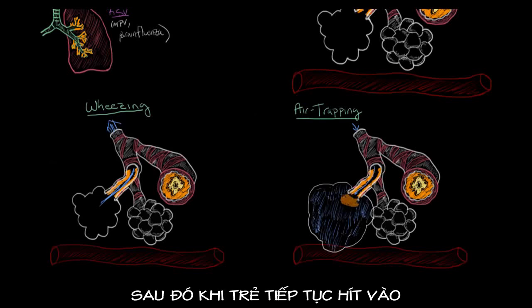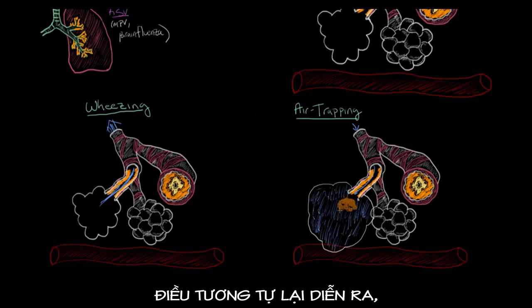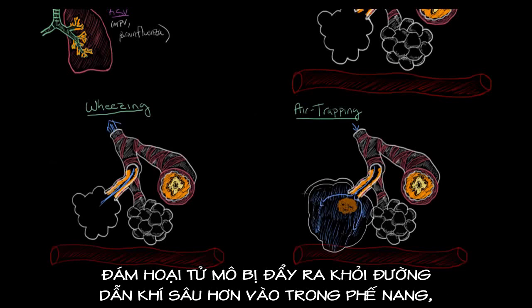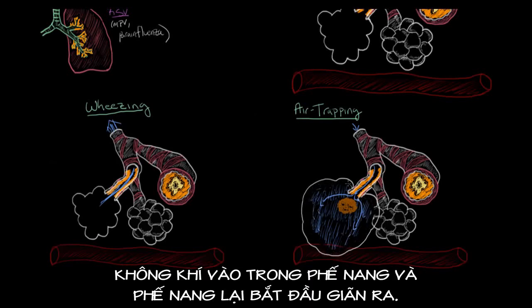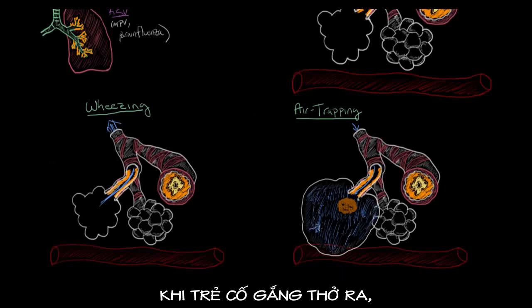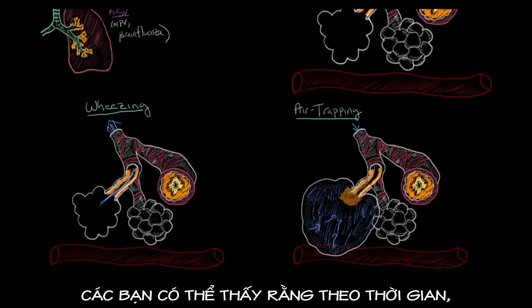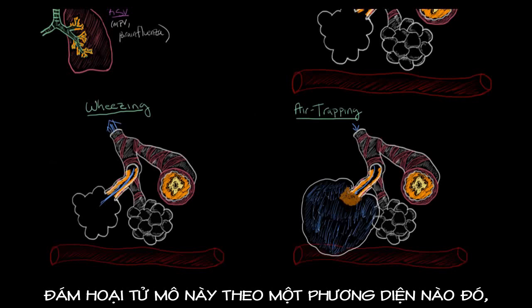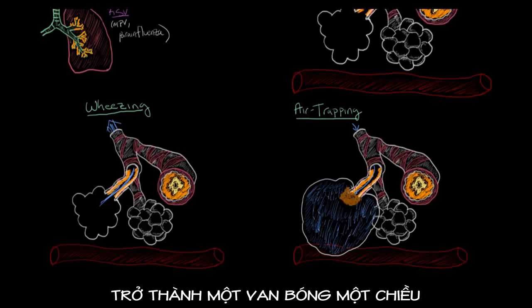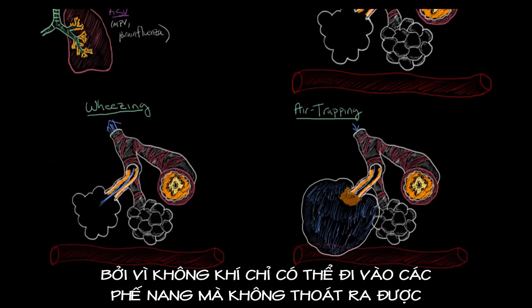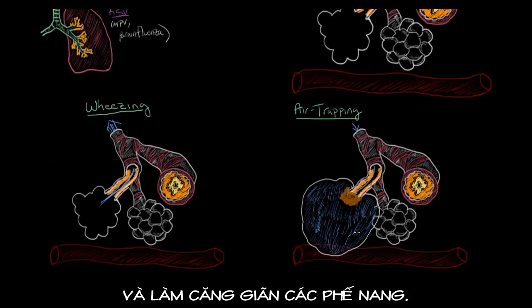And then the child takes another breath in, and the same thing happens. The necrotic mass is pushed deeper away from the airway into the alveoli, and air enters the alveoli, and the alveoli starts to expand. And then the child tries to breathe out, and once again the necrotic mass goes back and it plugs that airway. And so you can see that over time, this necrotic mass, in a sense, turns into a one-way ball valve that causes air to enter the alveolus, but it can't get out, and it causes the alveolus to expand.